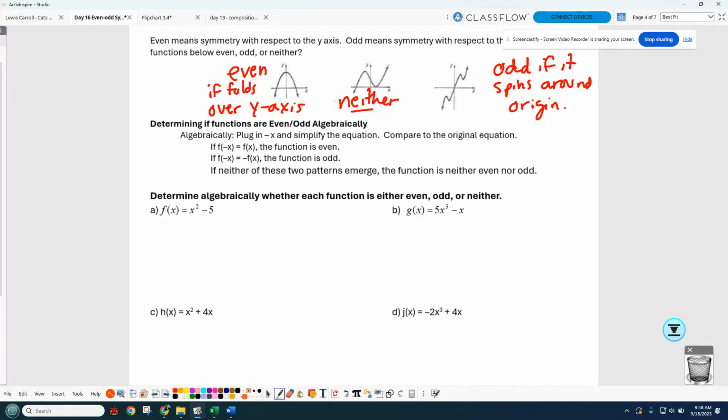And the algebraic part is what's on the quiz, it's on the district assessment, it's going to be on your test. Okay.